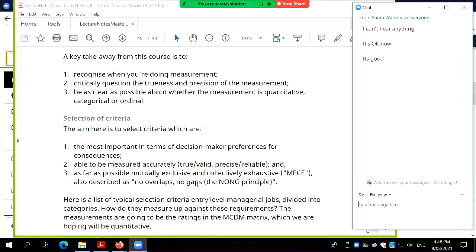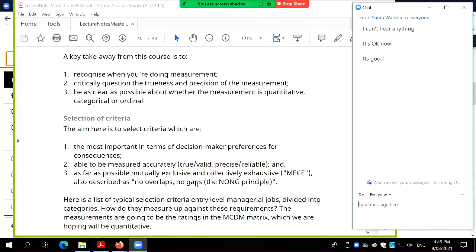And then you need to be clear about whether measurements are quantitative or not. Because if they're not quantitative, and people start doing maths with them, and this happens a lot with things like performance evaluations, people come up with these weird and wonderful formulas, and they're nonsense. Because you're dealing with numbers that actually don't make sense to multiply and divide and so on. So it's a good thing to learn to be a bit critical about these things.